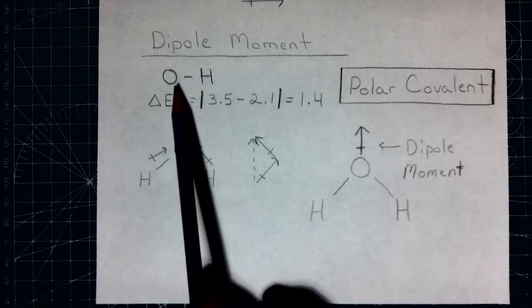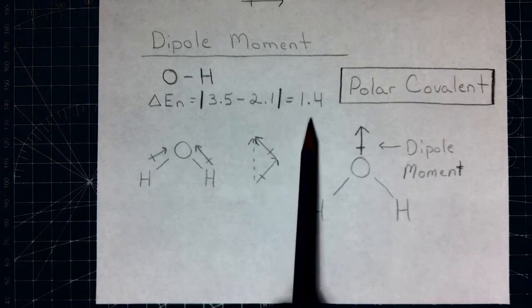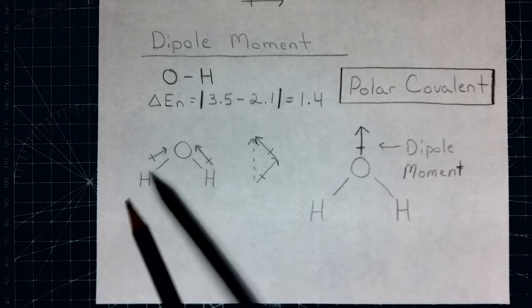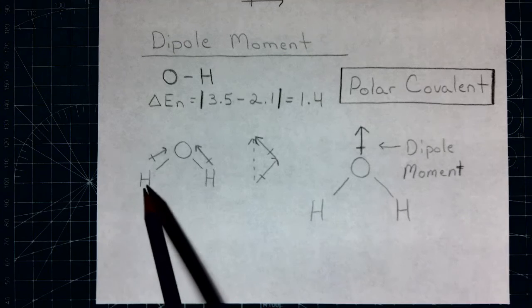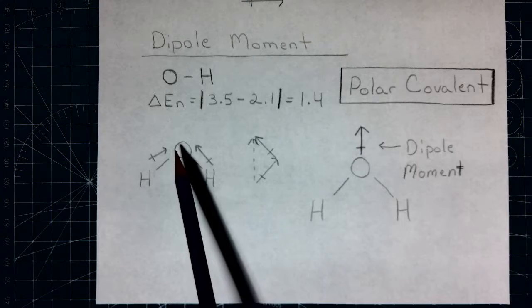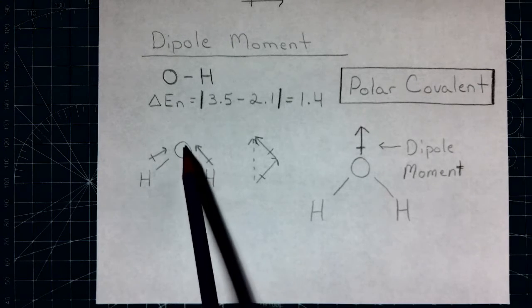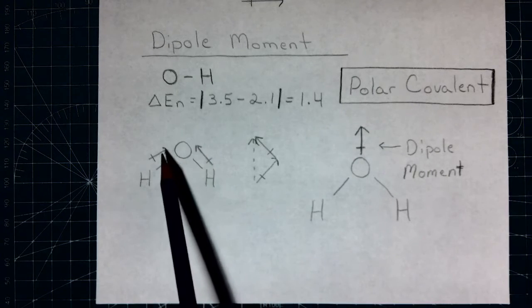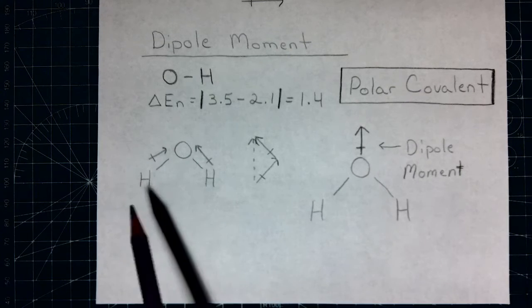So if we look at OH bonding and we do the difference in electronegativity, we get 1.4. We see that that's a polar covalent bond. And then if we extrapolate that out to water, we're going to see that the hydrogen is going to be pushing towards the oxygen, and the hydrogen is going to be pushing towards the oxygen here. These are going to be our bond dipole moments. But what winds up happening is they add together to give us the overall dipole moment of this molecule.